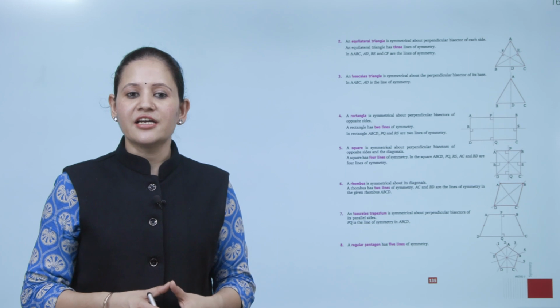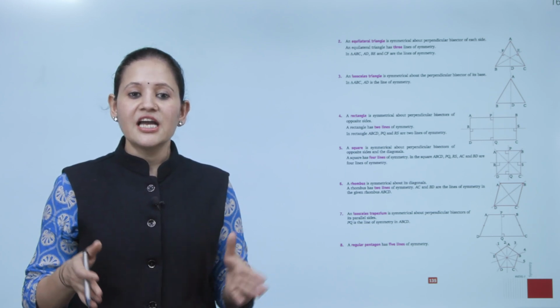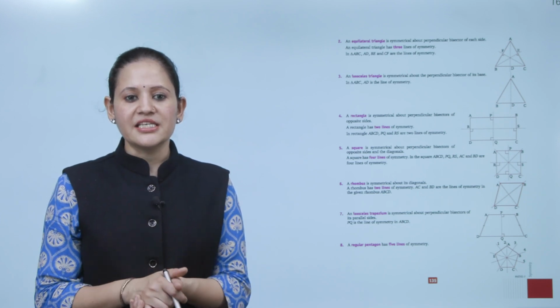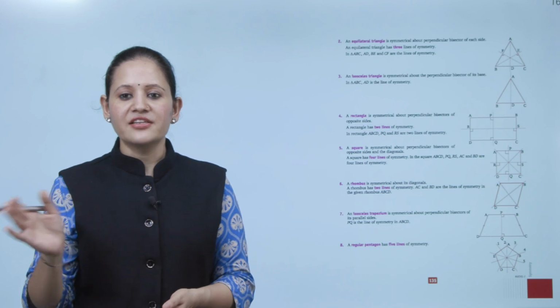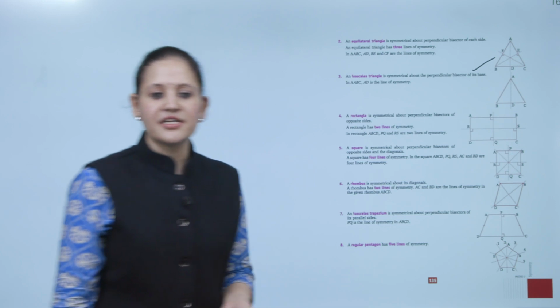An equilateral triangle, where all three sides are equal, is symmetrical about the perpendicular bisector of each side. An equilateral triangle has three lines of symmetry. In triangle ABC, AD, BE and CF are the lines of symmetry. So these are the lines of symmetry in the equilateral triangle.